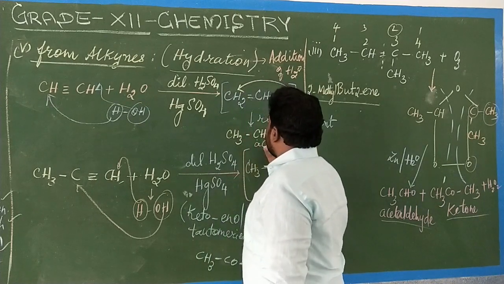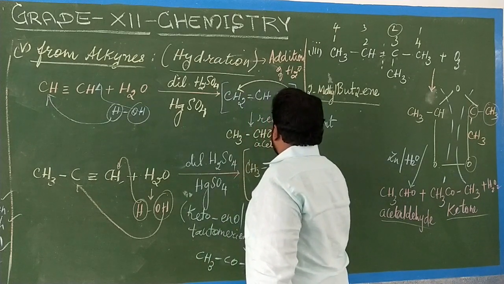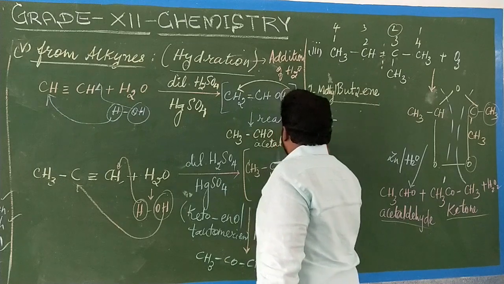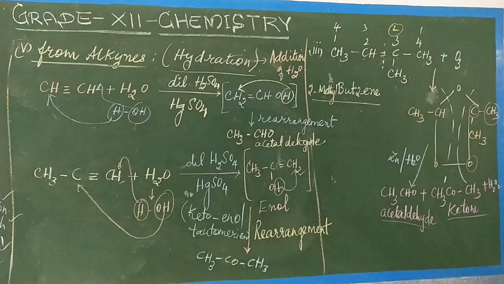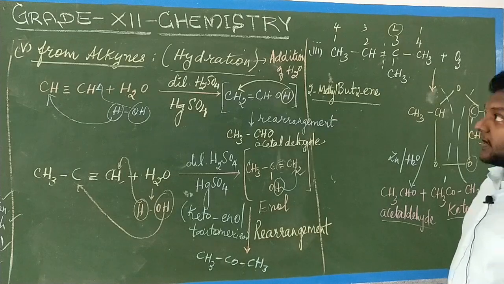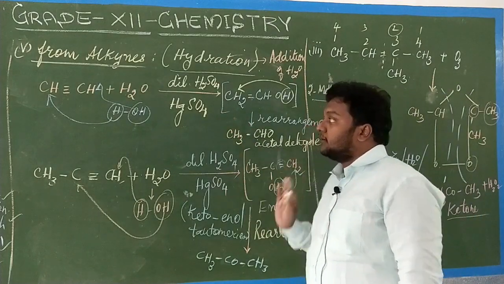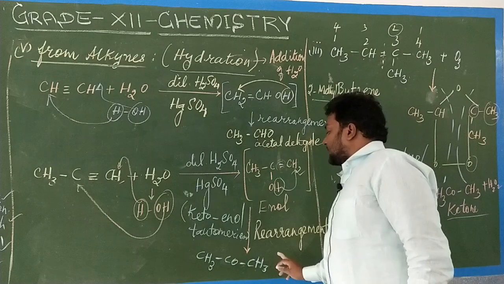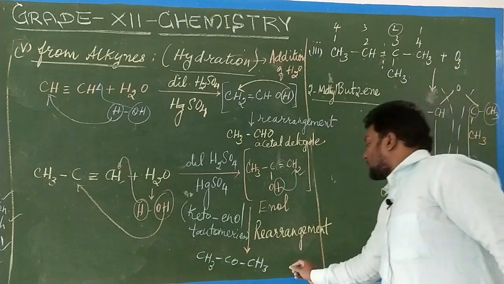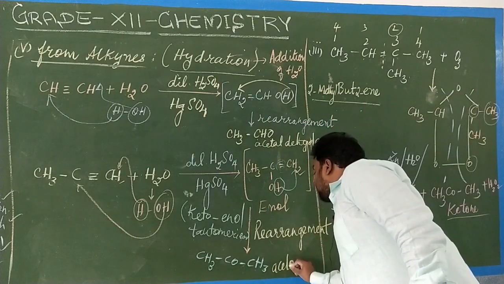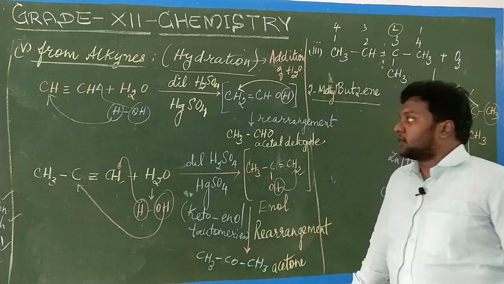Name of this compound is acetaldehyde. Name of the compound is called as acetaldehyde. So it gives rise to the formation of acetaldehyde. So apart from alkynes, aldehydes we have prepared, ketones also we have prepared. This is called as acetone, or otherwise we call it ketone.